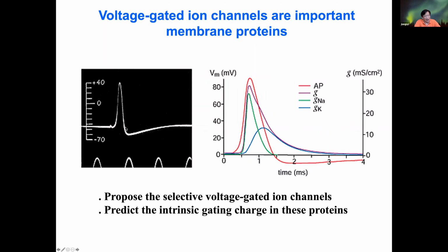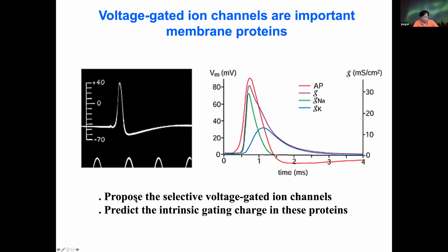Voltage-gated potassium channels, or voltage-gated ion channels in general, are extremely important. Shown here on the left side is the action potential first recorded by K.S. Cole in the 1940s. The action potential has a rising phase, a decaying phase, and then a refractory period after that. In the 1950s, an ionic analysis performed by Hodgkin and Huxley and their colleagues in England showed that the rising phase is contributed by the voltage-gated sodium channel, and then the decaying phase is contributed by the voltage-gated potassium channel.